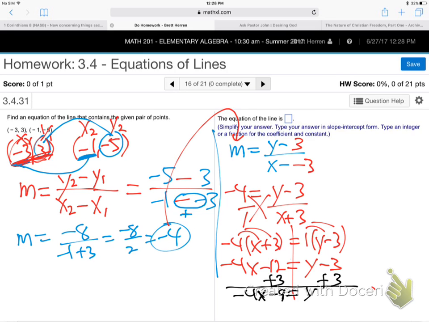Oh, can you read that? That's minus 9. Minus 4x minus 9. We're done. So y is minus 4x minus 9. So I added 3. Minus 12 plus 3 is minus 9. Good there? Questions on that one?